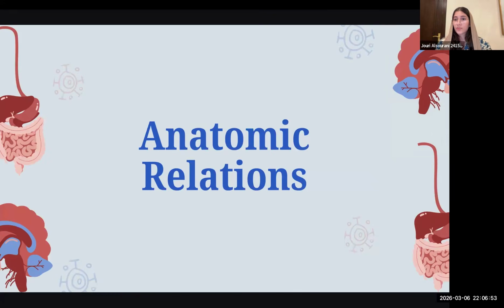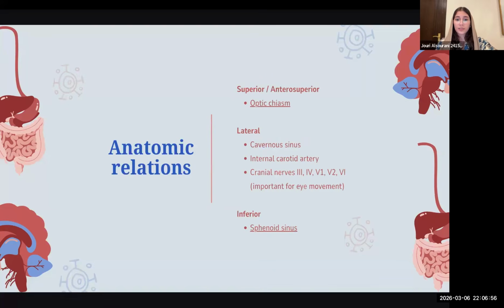Now, let's discuss some of the anatomic relations of the pituitary gland. Superiorly, or on top of the pituitary gland, we have the optic chiasm, which is basically where the two optic nerves cross. And we'll talk about why this is relevant now. Laterally, on either side of the pituitary gland, we have the cavernous sinus and the internal carotid artery, and we have these cranial nerves. Now, these cranial nerves are relevant because these are important for the movement of the eye muscles. And below, or inferior to the pituitary gland, we have the sphenoid sinus.